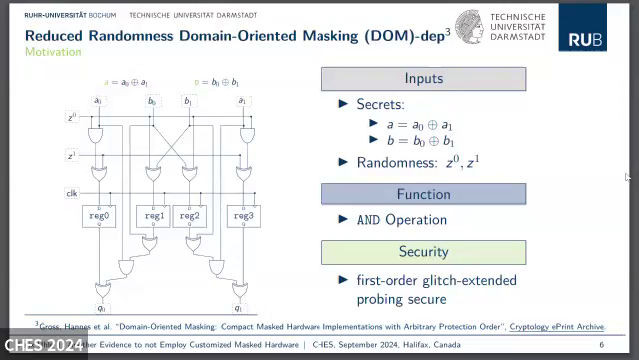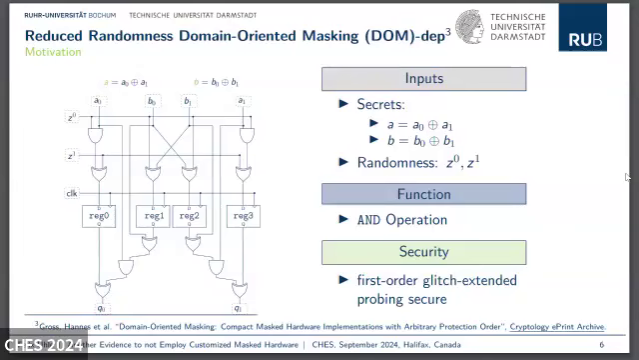One circuit we can check using PROLEAD is the circuit we can see here. It's a domain-oriented masked AND operation in its dependent form, so we can have dependently shared inputs, and it's a reduced randomness form. The difference to the generic DOM-dep is that we need here only 2 bits of randomness instead of 3, which you would normally need for first order security. So this circuit is first order secure.